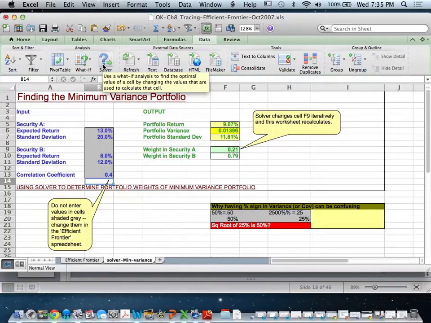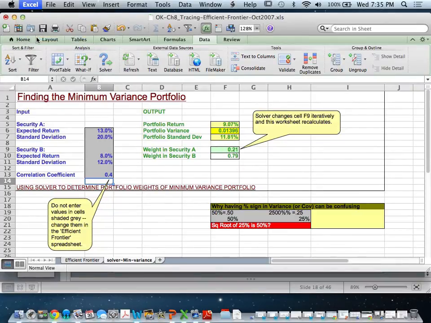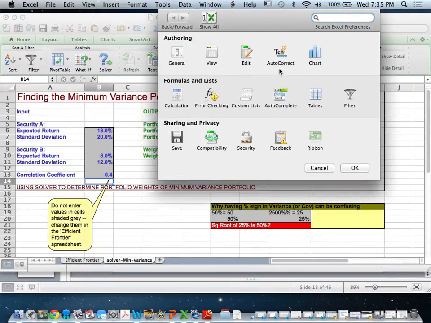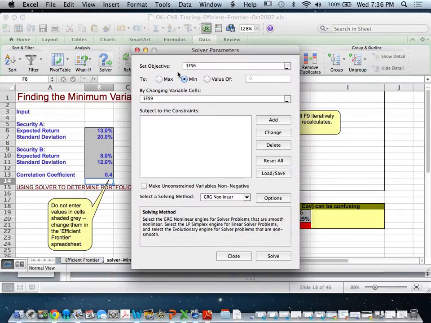Sometimes this add-in may not be there, and so you have to go into Excel options here, preferences, and you're going to add solver and all that from here. I mean, this is something you guys can figure out. Hit the solver button here, and it says set objective F6 to a minimum value by changing F9.